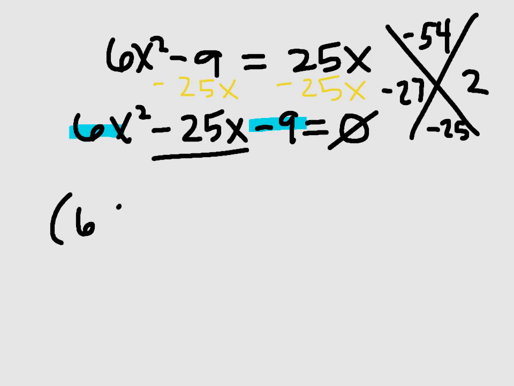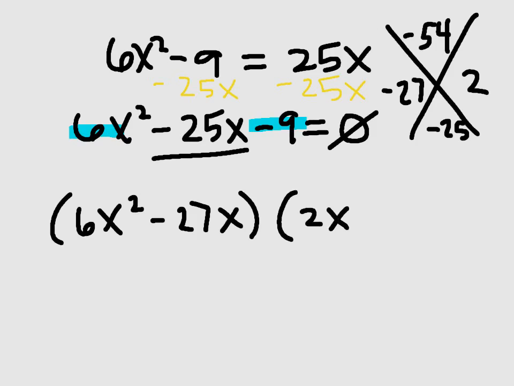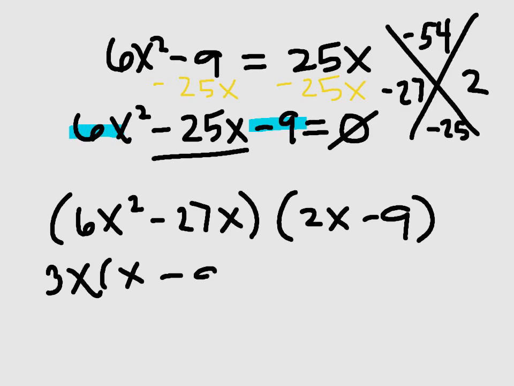We have 6x squared minus 27x, and then our 2x minus 9. Now we'll take our greatest common factors. The greatest common factor of 6 and 27 is 3. So we'll take out 3x, and we're left with x minus 9.